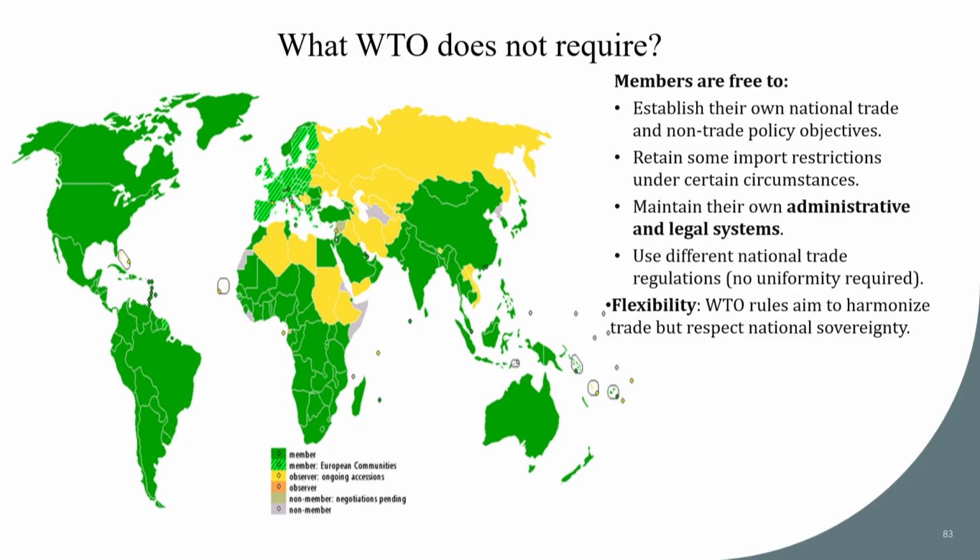Then it retained some import restrictions under certain circumstances, especially to protect domestic stakeholders, for example farmers, small and medium industries, and entrepreneurs. At that time, the WTO won't intervene in that kind of restriction. The member countries can maintain their own administrative and legal systems and also use different national trade regulations. That means no uniformity is required across member countries. And there is also flexibility. That means WTO rules aim to harmonize trade but respect national sovereignty.